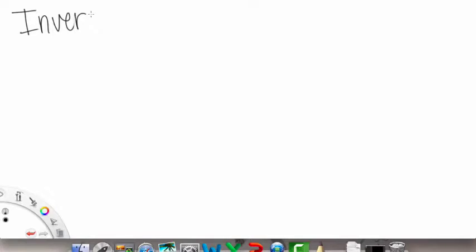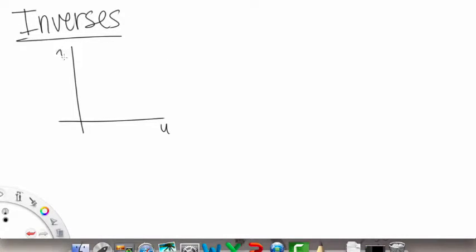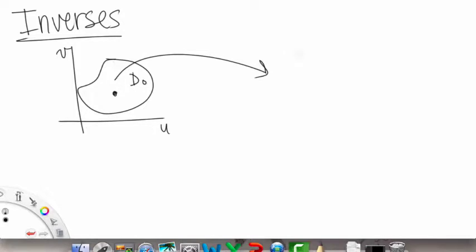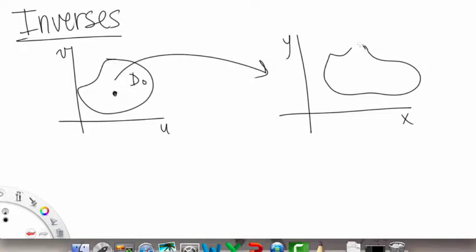which happens to be inverses. So basically, let's say, okay, so this is what we've been doing so far. We have our u and v plane, right, and our D naught. And we take points from here and send them into the xy plane. So xy is over here, and then we have some other thing.